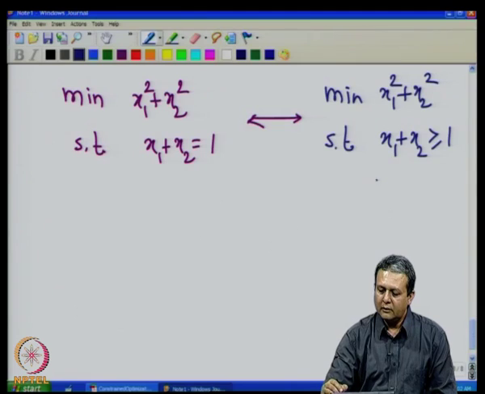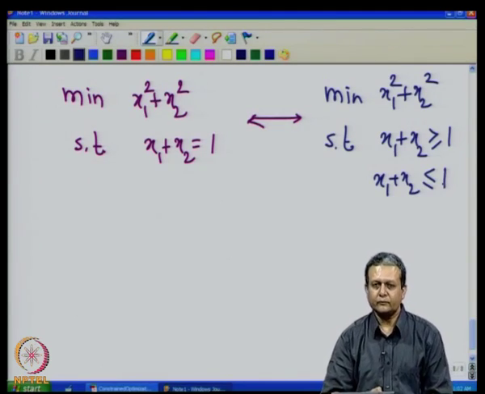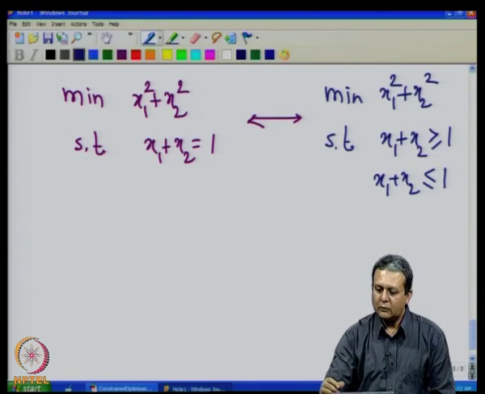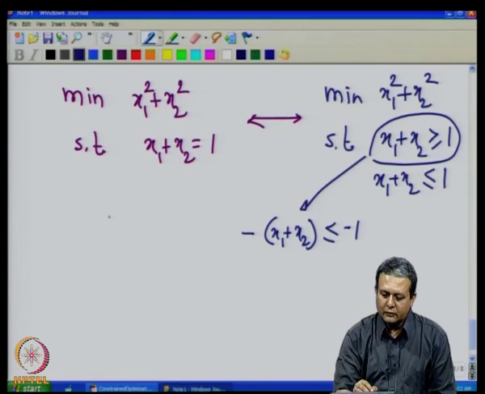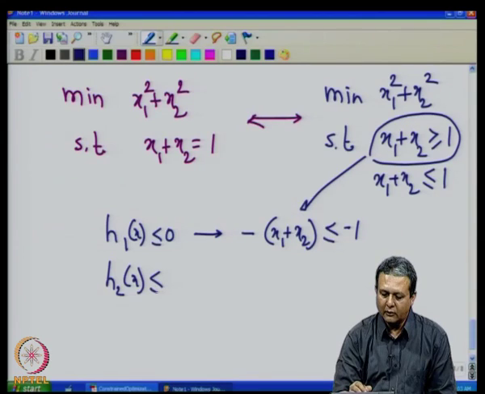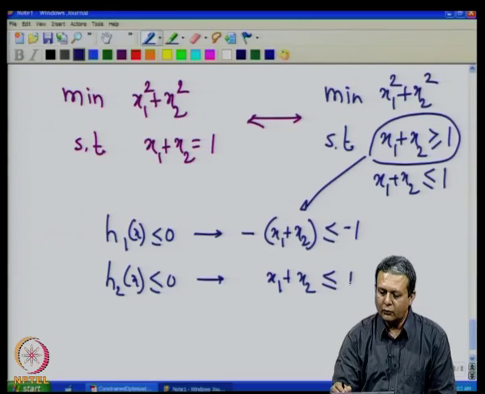and x1 plus x2 less than or equal to 1. Now, this constraint we can write as minus x1 minus x2 less than or equal to minus 1. So, h1 x less than or equal to 0 is this constraint, and h2 x less than or equal to 0 is the constraint x1 plus x2 less than or equal to 1.